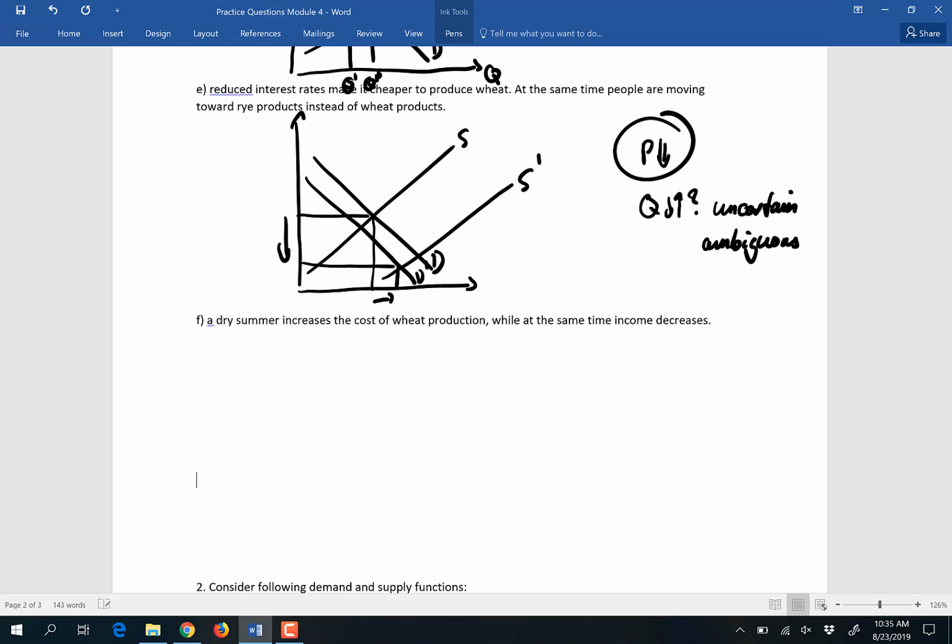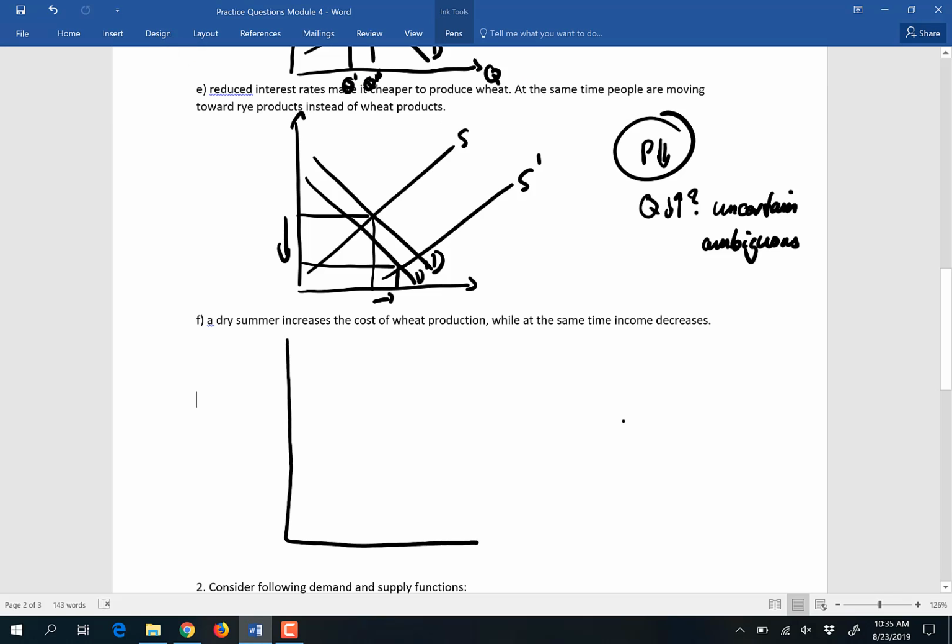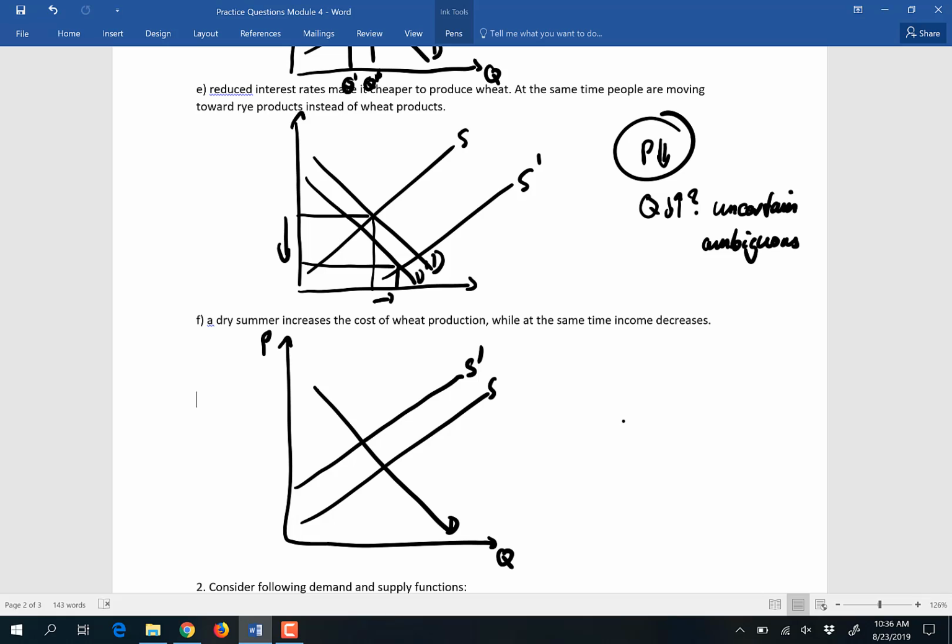Again, we have multiple things happening at the same time. Let's take a look. Price, quantity, supply, and demand. So the first factor is an increase in the cost of wheat production due to a dry summer. So it gets more expensive. That would imply a left shift of the supply function. But then we also have that income decreases. Now, if we again consider wheat as a normal product, then this would be a left shift of the demand function.